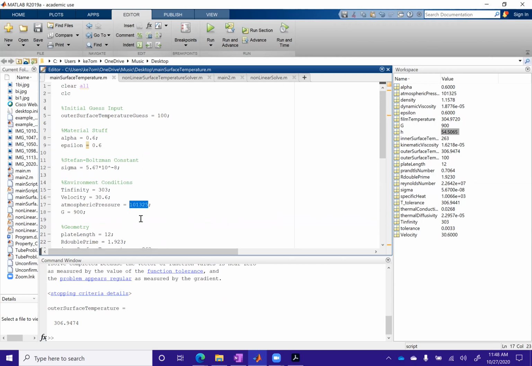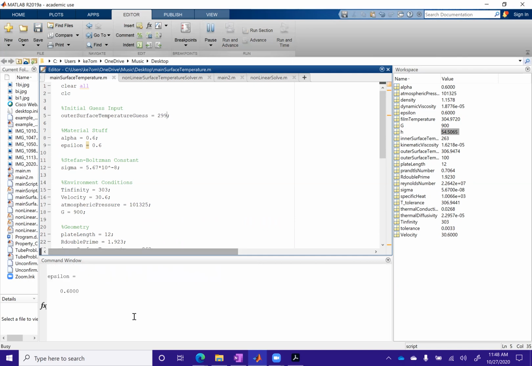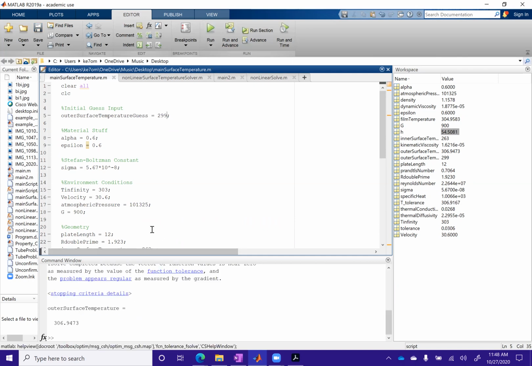You should definitely always make a logical guess. Like, I would never guess that the outer surface temperature is 100, right? That doesn't make sense the way we set up our problem. It's a refrigerator, which means heat would be flowing the other way, right? So that's why I say my guess, I would want it to be between 263 and 303. So you could do 299 or whatever you want to do, it comes out to be the same.